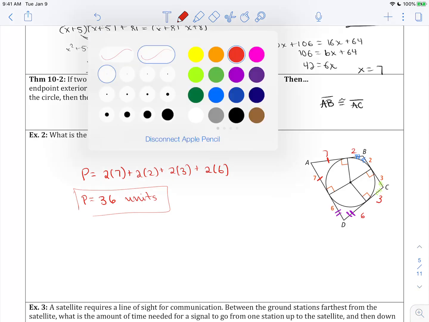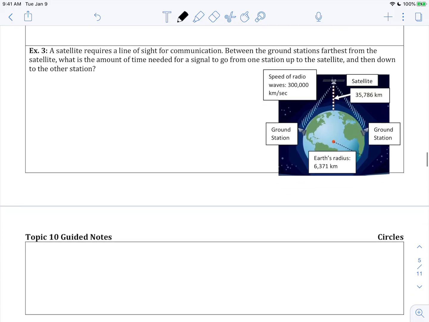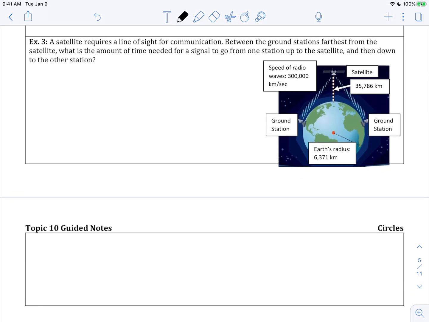All right, last question here. Another one that's kind of involved. A satellite requires a line of sight for communication between the ground stations farthest from the satellite. What is the amount of time needed for a signal to go from one station to the satellite and then to the other station? So it's going like this, right? So we want to find this distance so we can calculate the amount of time it takes to go there, okay?